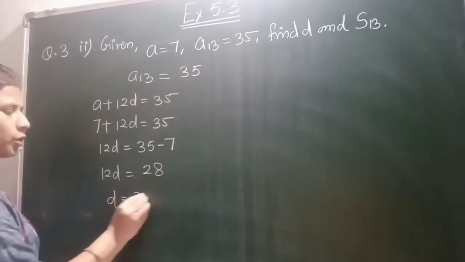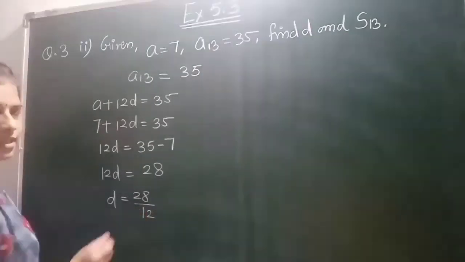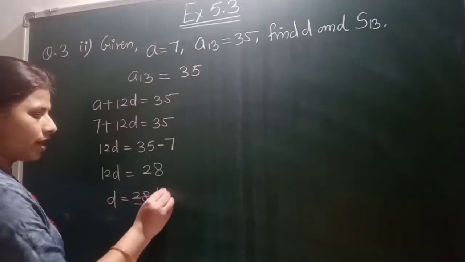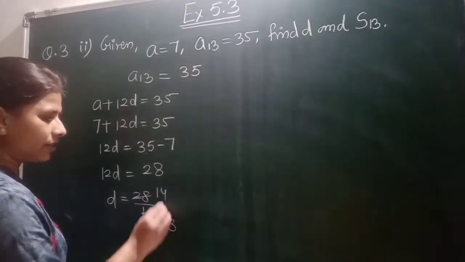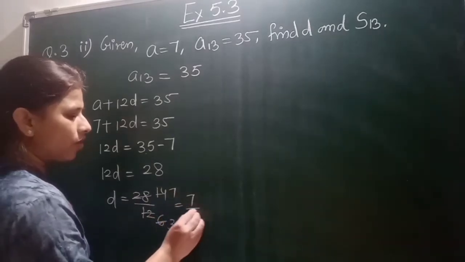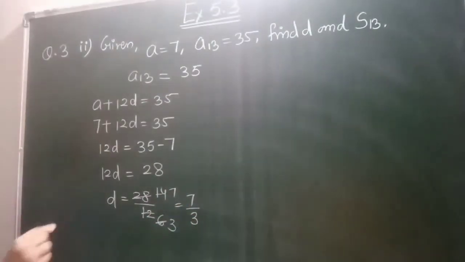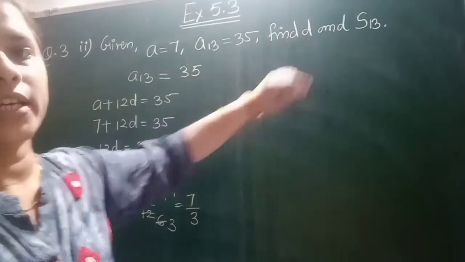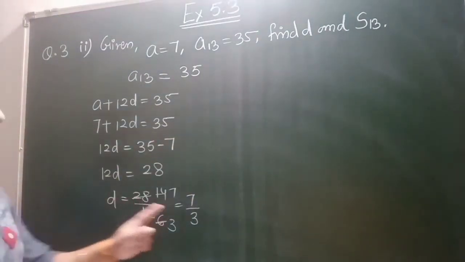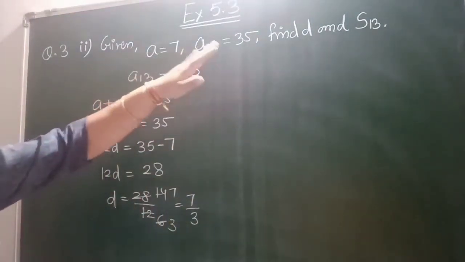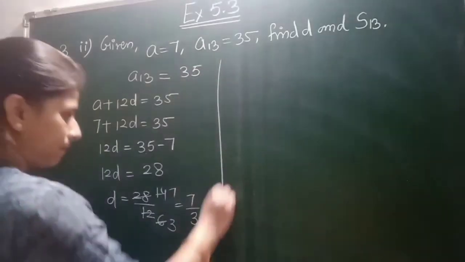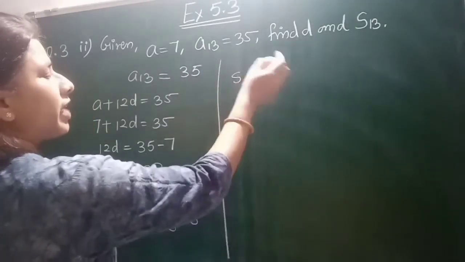d equals 28 by 12. Cancel out this: 4 ones are 4, 4 threes are 12, and 4 sevens are 28. The value of d is here 7 by 3. Value of d is 7 by 3. Now with the help of this d and a, we will find S13. Now we have to find S13.